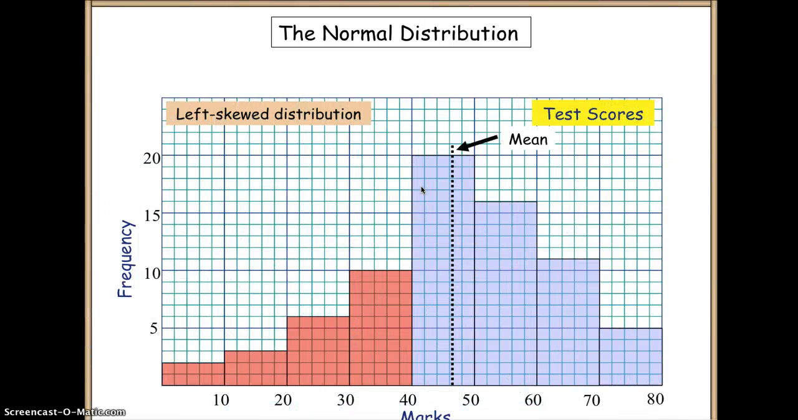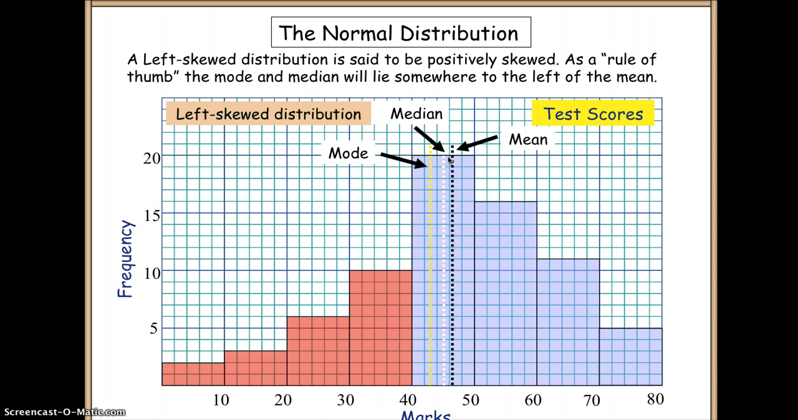Now let's discuss more about this left skewed distribution. If it's left skewed, the mean is more on the higher part, or a higher number, more to the right. The median and mode are at the left of the mean, lower than the mean. And as a rule of thumb, left skewed distribution is also called positively skewed.